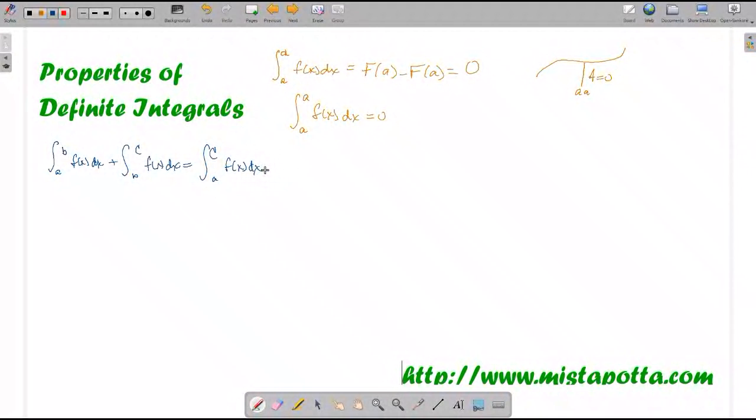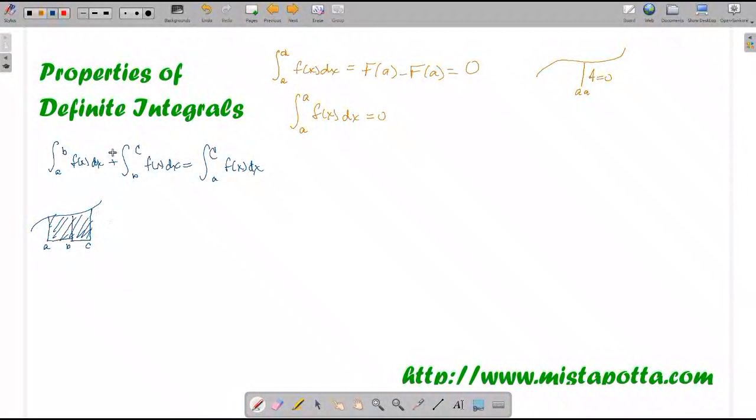And this also makes sense both ways, both in the purely geometric way and in the fundamental theorem of calculus way. Geometrically, I'm finding the area under my curve from A to B and adding it to the area from B to C. And so I end up with the total area of the curve from A to C. So geometrically, it makes sense.